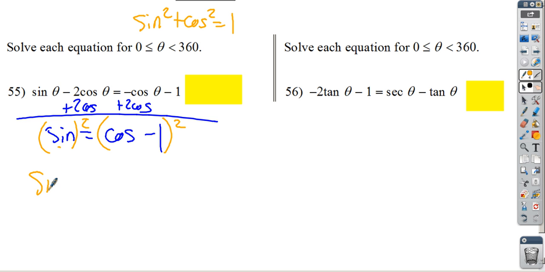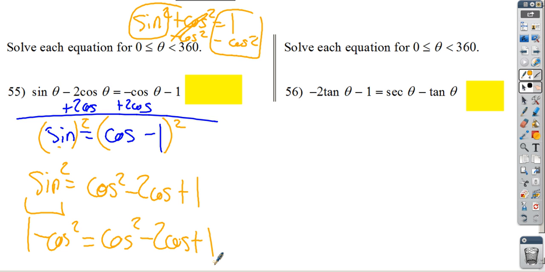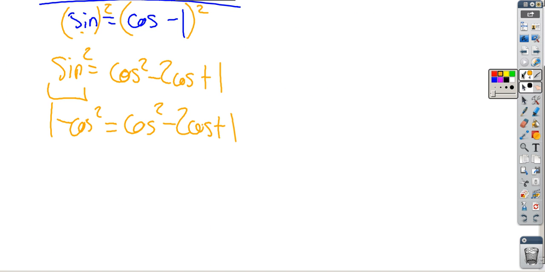So this left side is sine squared. When you FOIL out this other side, you get cosine squared minus 2 cosine plus 1. Why do we do that? Because now we can use this Pythagorean identity. If we solve for sine squared up here, sine squared is equal to 1 minus cosine squared. So let's replace that. Why did I replace that? Because now this is going to be something that we can factor. We can make a trinomial out of it. And we couldn't have done that if there were 2 different types of trig functions there.